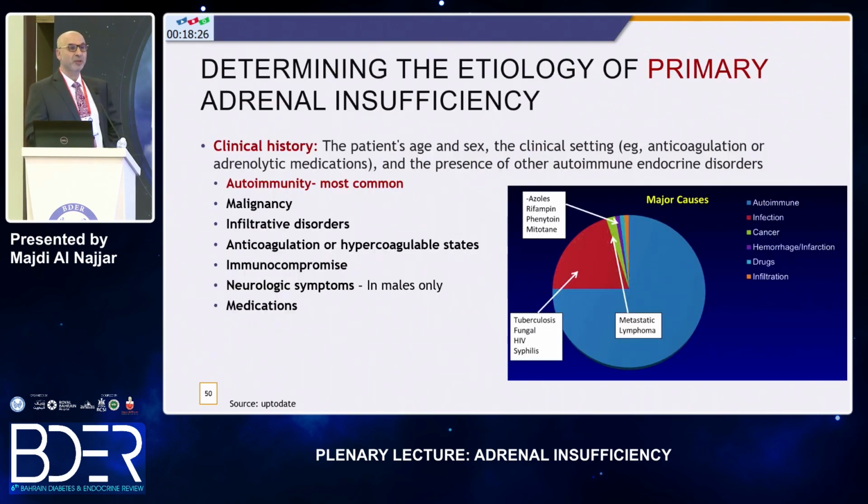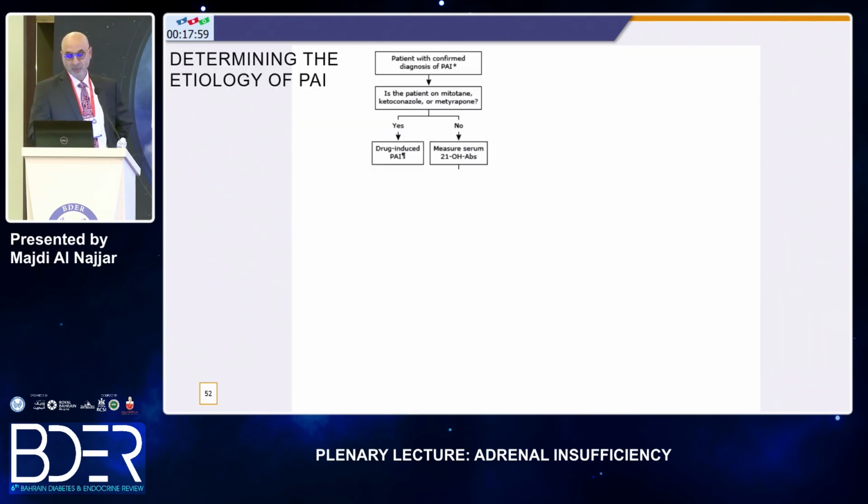And just quickly about primary, the most common cause is autoimmune. So history is important because medications and other conditions can affect the adrenal gland. So we need to rule out malignancy, infiltrative disorder, anticoagulation. For example, someone in the ICU on heparin who all of a sudden becomes hypotensive, think about adrenal insufficiency. And for metastasis, look for neurological signs for adrenoleukodystrophy. So the next step, once we diagnose the primary adrenal insufficiency, is to measure 21-hydroxylase.